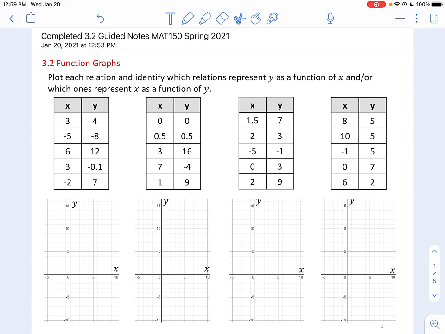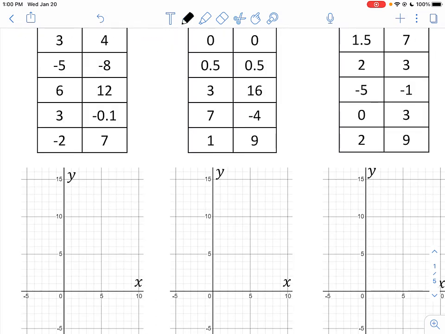Hello class. The graphs of functions. Plot each relation and identify which relations represent y as a function of x and which ones represent x as a function of y. The point (3, 4) is roughly right there.